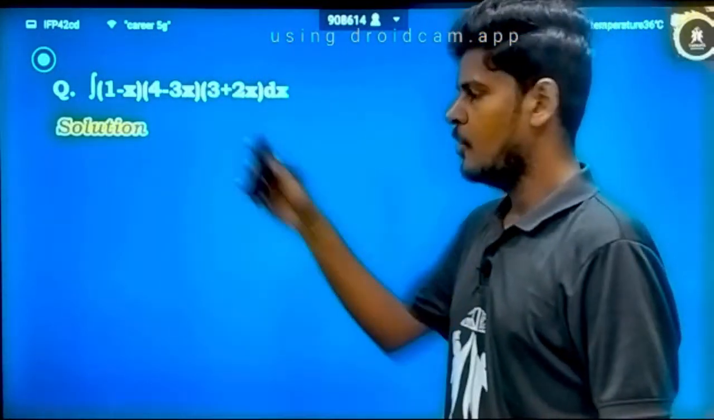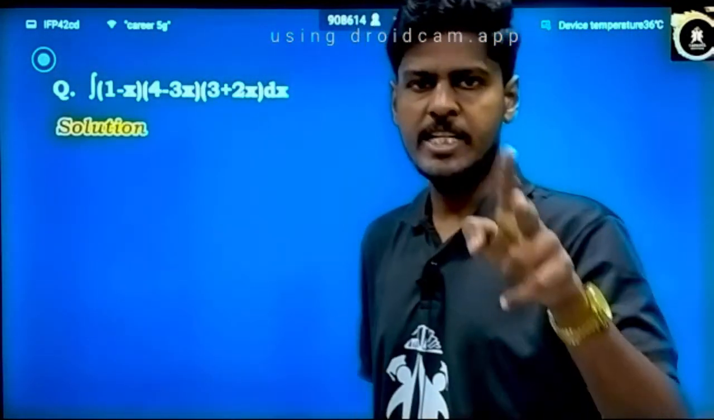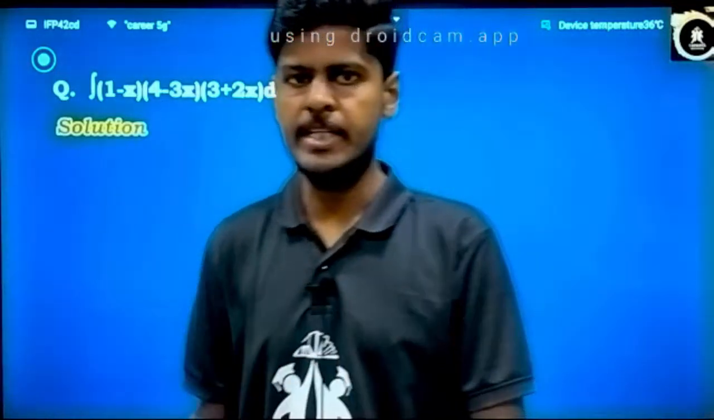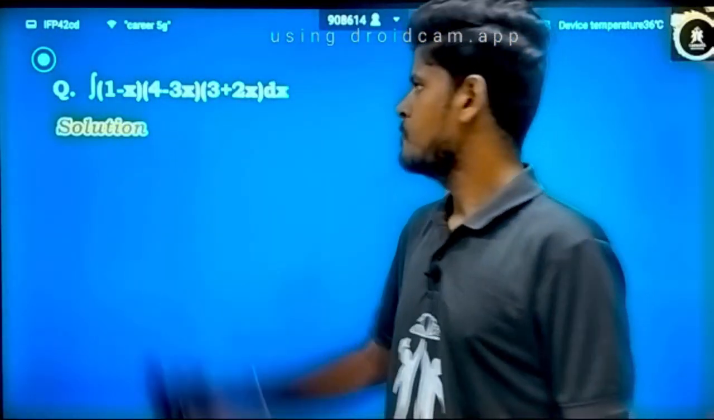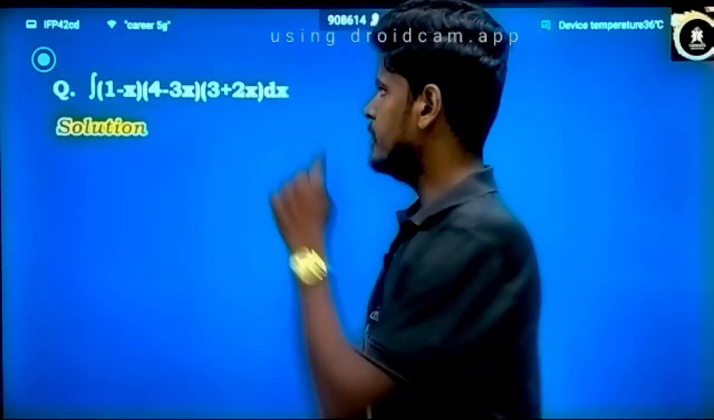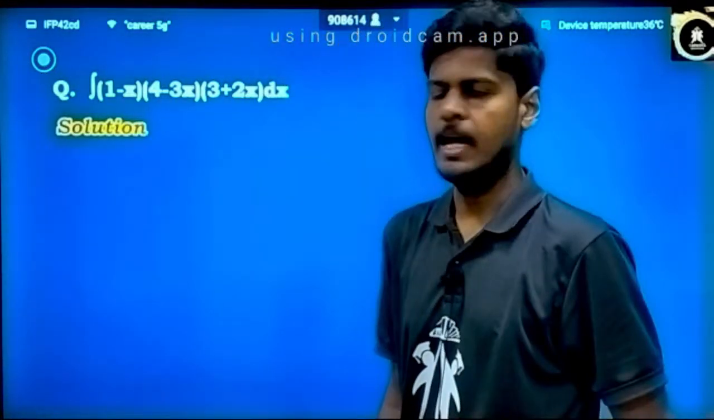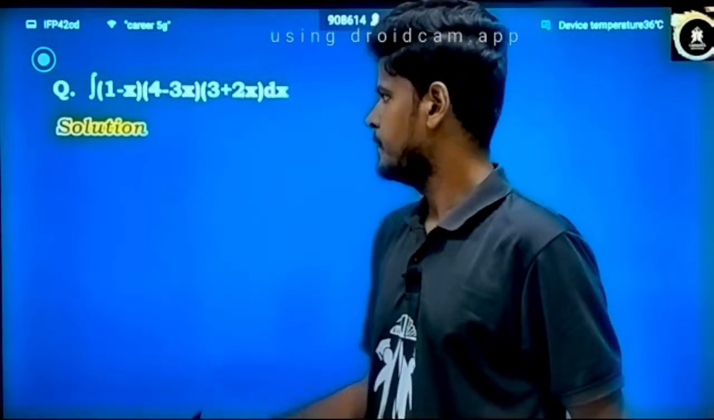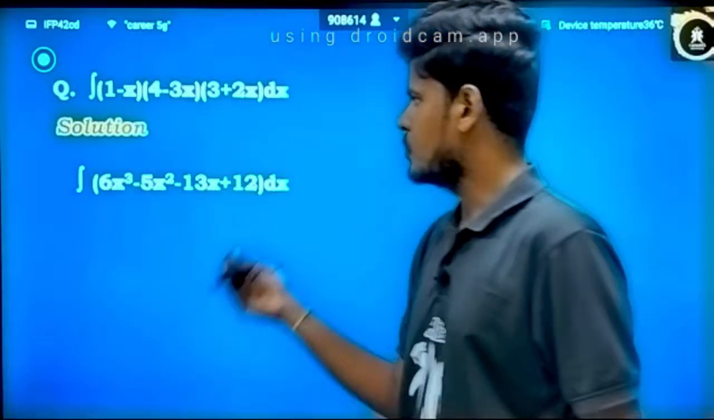That is a mistake. What is the property we have learned? For addition or subtraction, we can separate the integrals and then do it. But for a product, we can't do it like that. So what do we need to do? First multiply all these terms and find the polynomial function. We will see the solution.